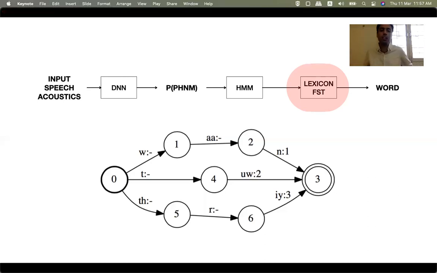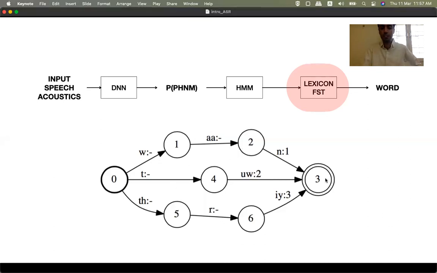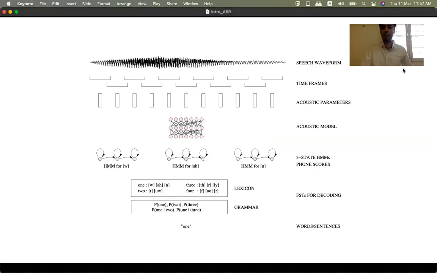So what does it do? It says, if I see this sequence, then this means I saw 1. If I saw this path or this sequence, then I saw 2, meaning the output will be 2. And if I saw this sequence, then my output will be 3. This mathematical model is called a finite state transducer. In this way, finally we arrive at the word.